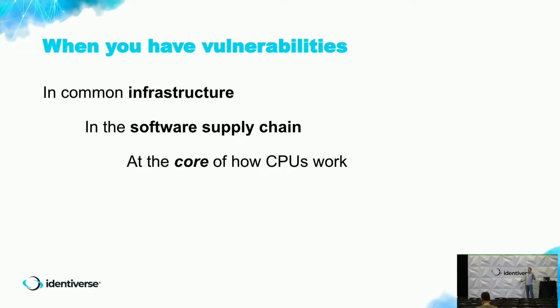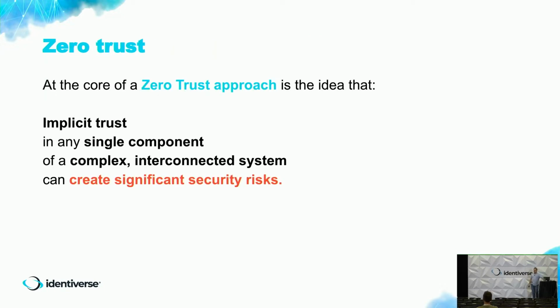You have vulnerabilities in the common infrastructure. You have vulnerabilities in the software supply chain. We've seen many of those happen over the last couple of years. And then, of course, at the core of how CPUs work, like Rowhammer on the RAM side, Spectre and other issues on the CPU side. That's really what we're here to talk about. How do we minimize these risks?